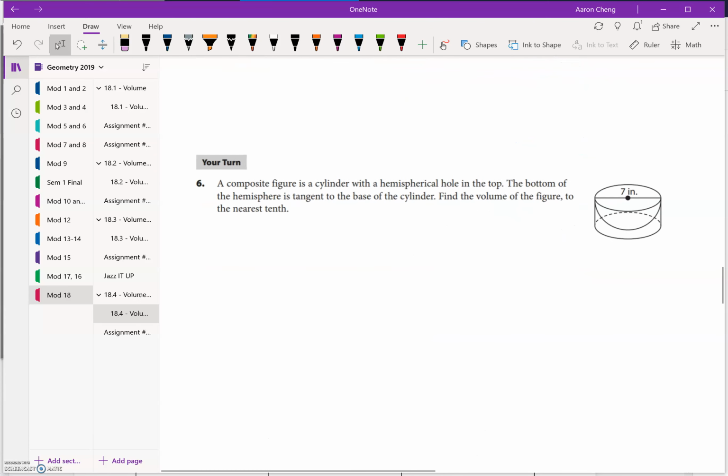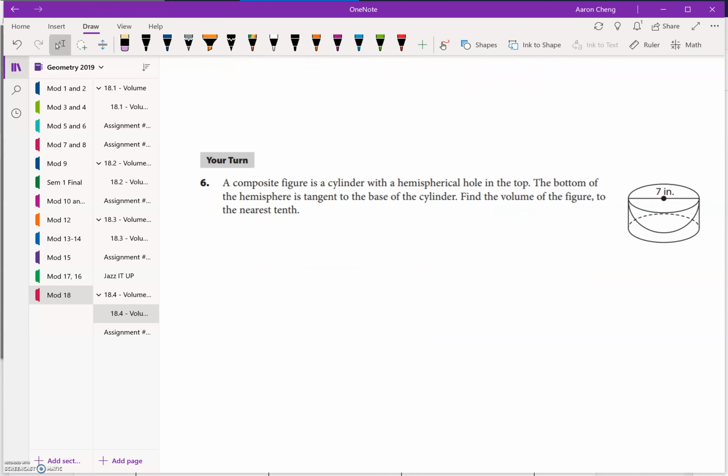All right. Why don't you go ahead and pause the video, try this one yourself. It's a cylinder with a hemisphere carved out of it, and it says that the bottom of the hemisphere is tangent to the base, then that means that this length and this length is going to be the same because this is tangent. That means it's just touching it at one point. So go ahead and try.